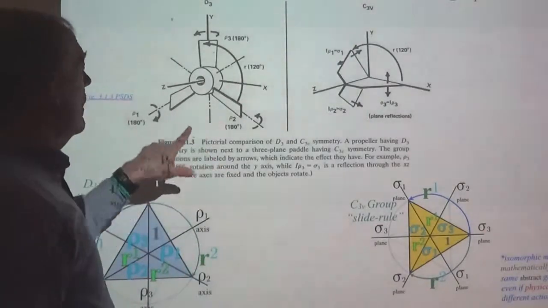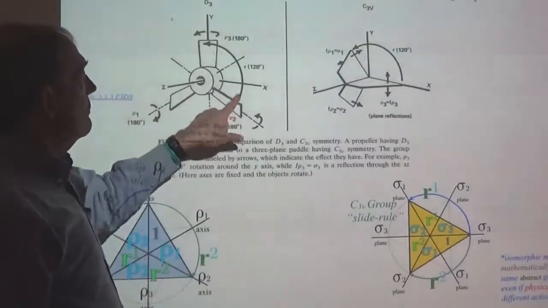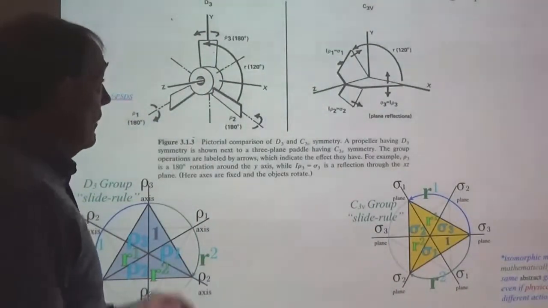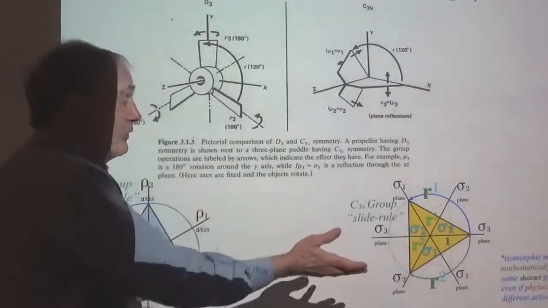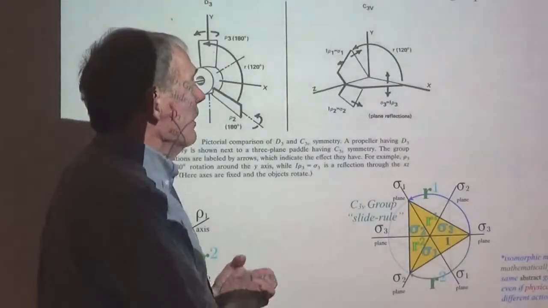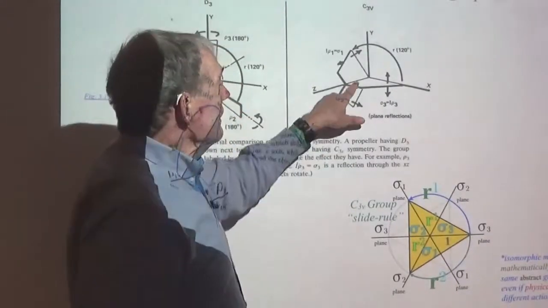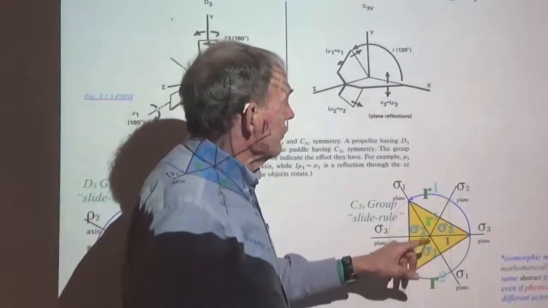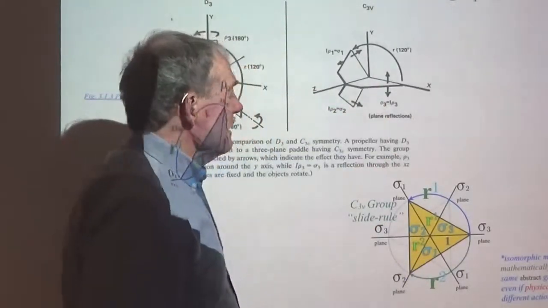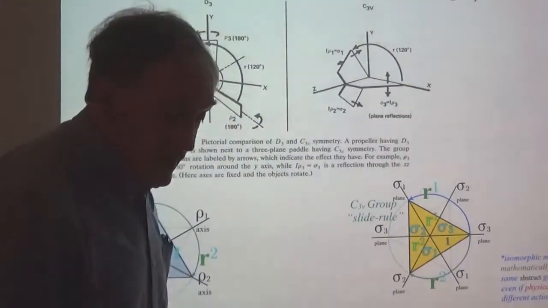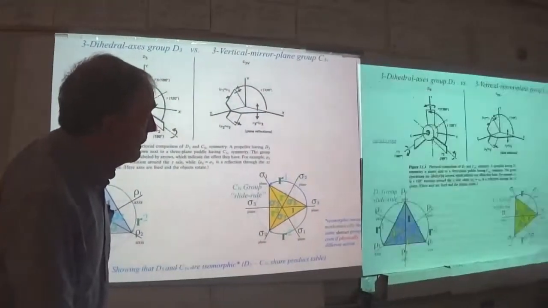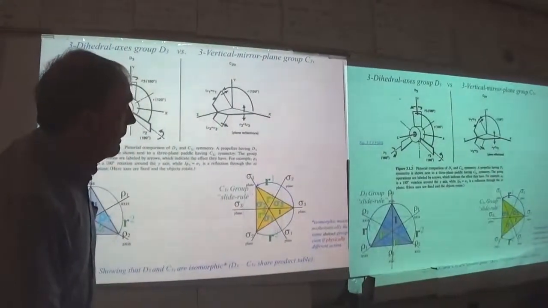So three of the elements are just 180 degree rotations around the ends of the blade. Now this one is isomorphic, and we can show that fairly quickly here, to this one, where the three operations that we work with are sigmas, reflections, okay? I'll go ahead on this screen here and put this one up there, and then we'll talk about it on this screen more.